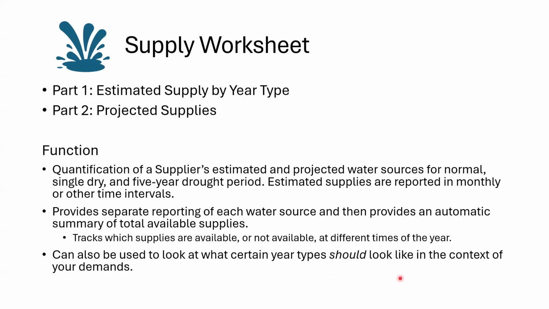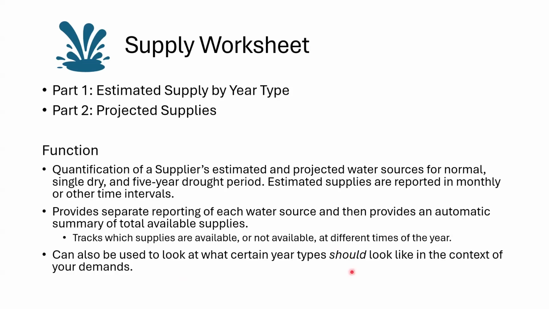And you can also use this worksheet to look at what certain year types should look like in the context of your demands. So you don't have to put your actual data in there, but you can put what you would like it to look like. So for example, you're looking at your demands and you say, if I were to have this much supply, would that be able to meet my use for this year? Or whatever it is. And again, you can use it however you want, just however is most beneficial to you.